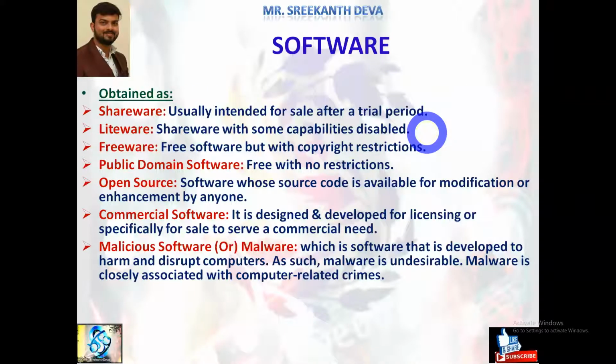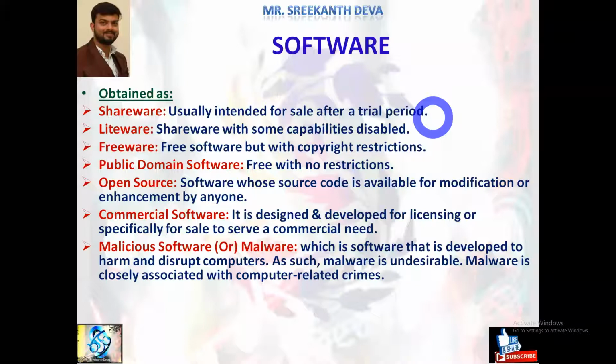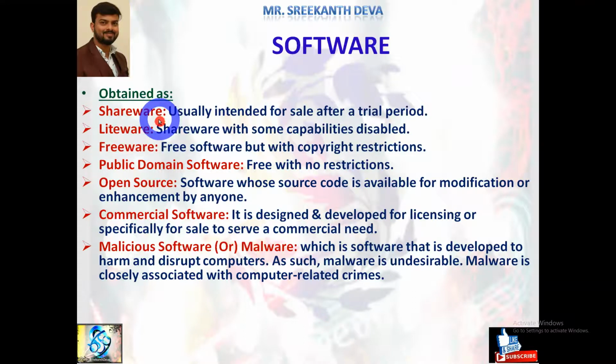Okay, fine. Software is also categorized as shareware, lightware, freeware, public domain software, open source software, commercial software, and malicious software or malware. Here, what is shareware? Shareware is usually intended for sale after a trial period. See, some softwares, when you are downloading or purchasing, come with these terminologies. Such types of software are called shareware.